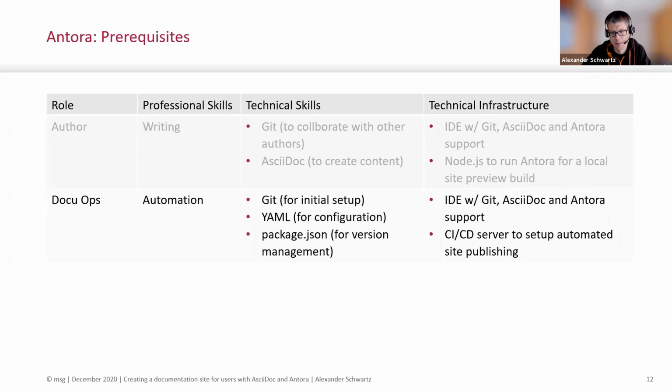You would need to have somebody who's then setting up the automation that we talked about earlier. Somebody who's probably good with Git, can do the YAML configuration, configure some package JSON for version management, like what version of Antora do I want to use, what versions of the plugins of Antora do I want to use, put it all into package JSON, and then sets up a continuous integration server to publish the documentation, either to a preview stage or maybe also directly to production. That's your choice.